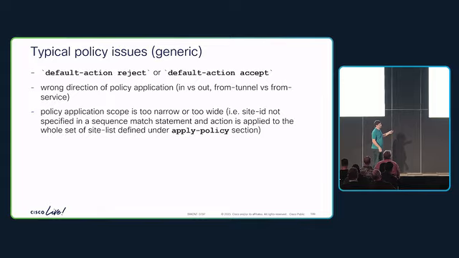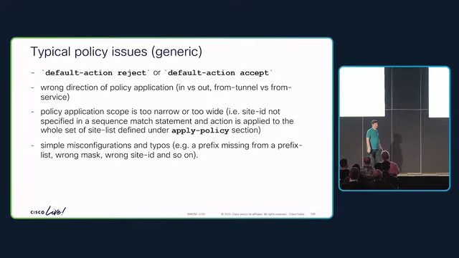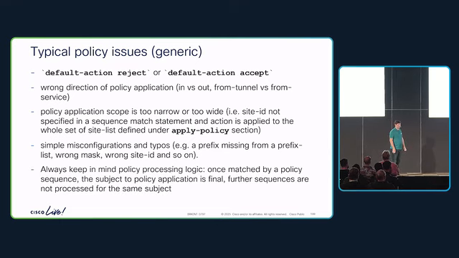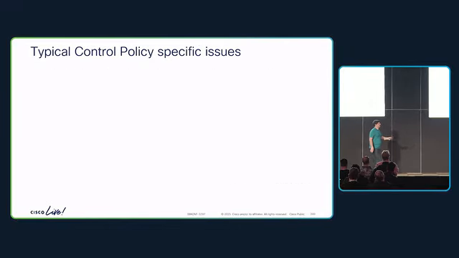What it means, for example, you have a policy applied to a particular site list, but you want to be more granular, and within the sequence you have yet another, or you are supposed to have yet another site list, which is shorter, right? And you forgot to apply it. This is what we call policy application scope is too narrow or too wide. Simple misconfigurations, this is probably the fourth top major reason. And always keep in mind, hence, policy processing logic. If sequence, let's say, 20 is already performed detection, and you have sequence 30 below it, despite that it may have the same match conditions, traffic won't be matched to sequence number 30. The traffic was already processed by 20.